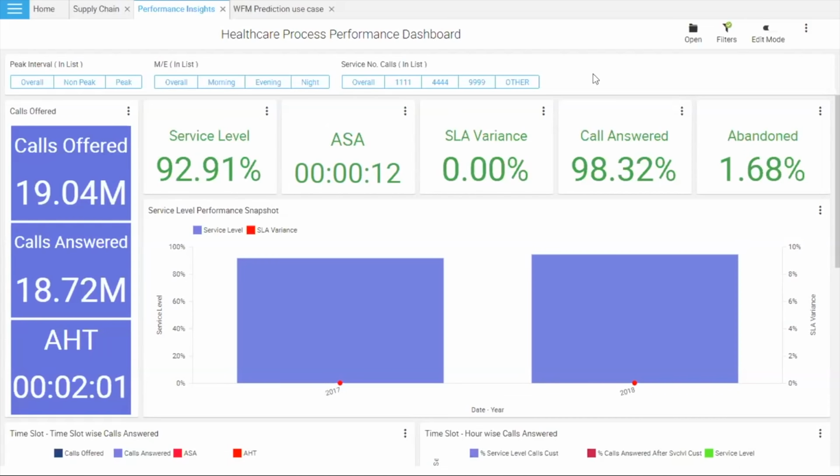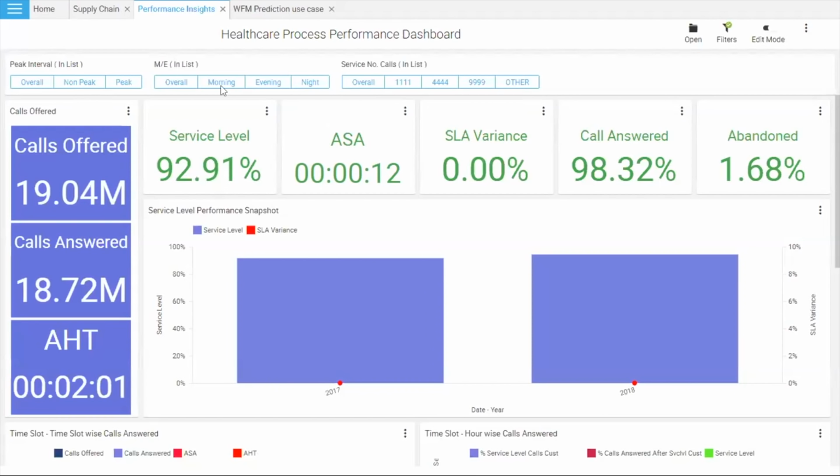Here we're actually talking about 2 years of data, which is about 19.04 million transactions. 18.72 million have been answered. The average handle time per call has been about 2 minutes and 1 second. The service level means how many calls I've answered. For example, the definition says that I have to answer 90% of the calls within 20 seconds. That means the ring should not go beyond 20 seconds, and I have to answer the call within that time, so that the customer has limited wait time.